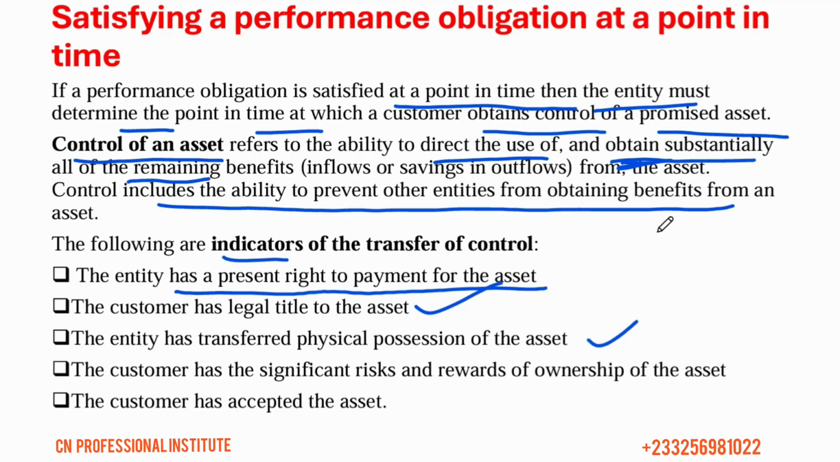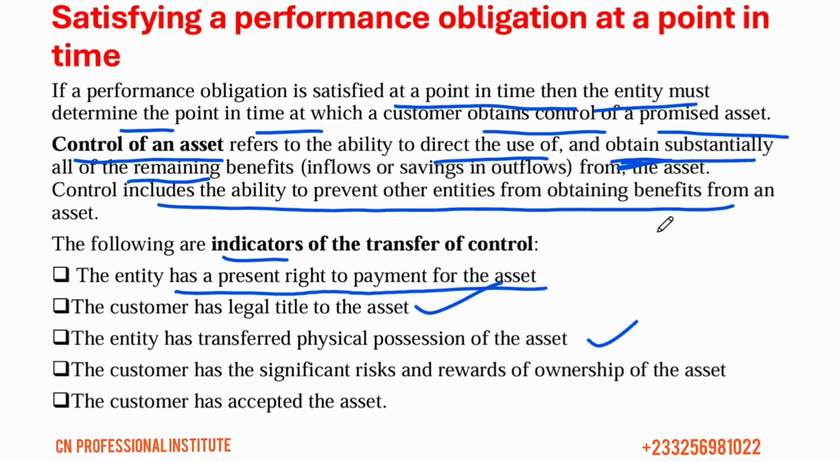Then it says the entity has transferred physical possession of the asset. Okay, so you've taken the goods from your premises, you the entity, you the seller, you've transferred the physical possession to the customer. So you've transferred all the goods. Let's say the 50 bags of cement, you've transferred everything to the customer. You've taken it from your store, your warehouse, whatever, to the customer. So you've transferred the physical possession of the asset to what?